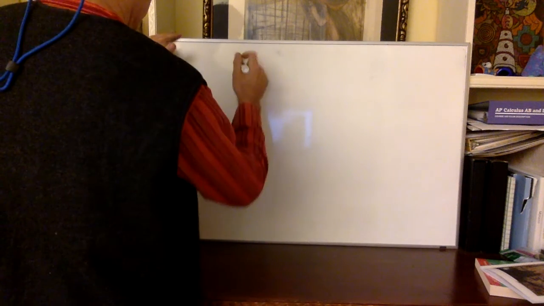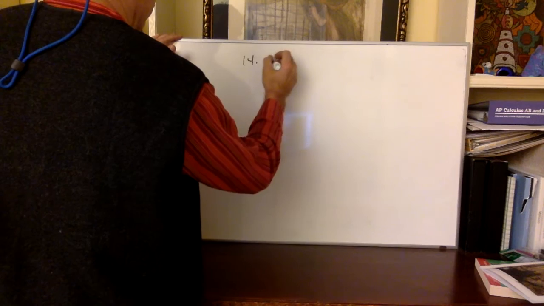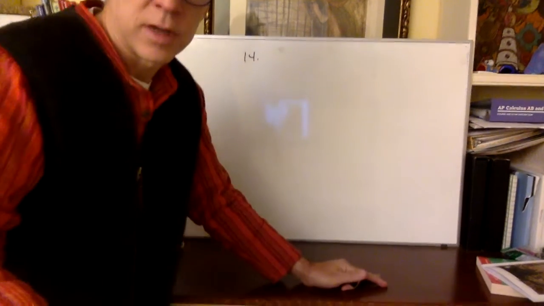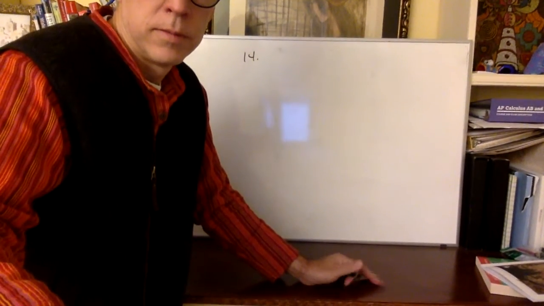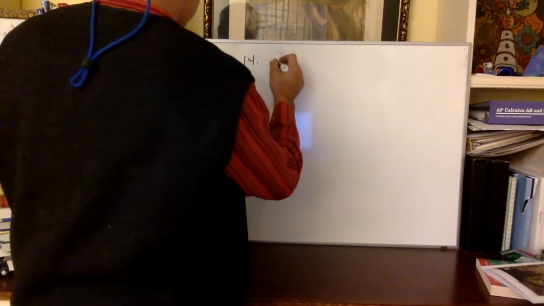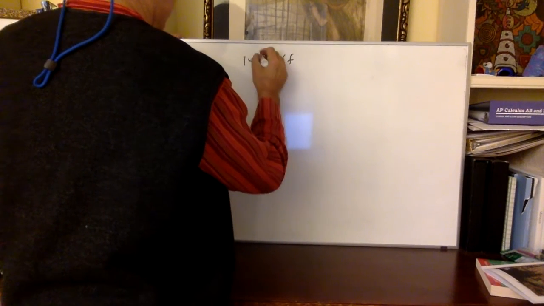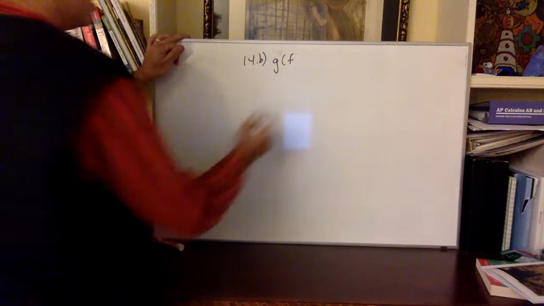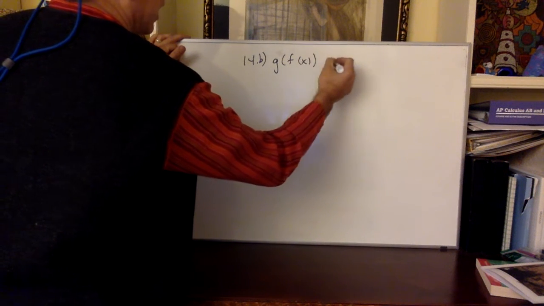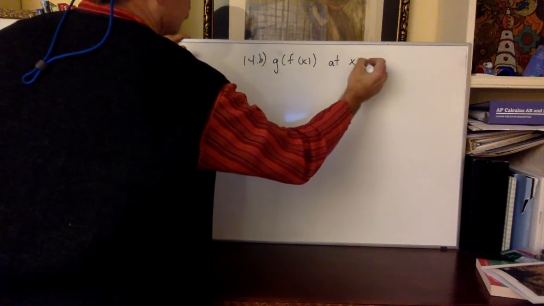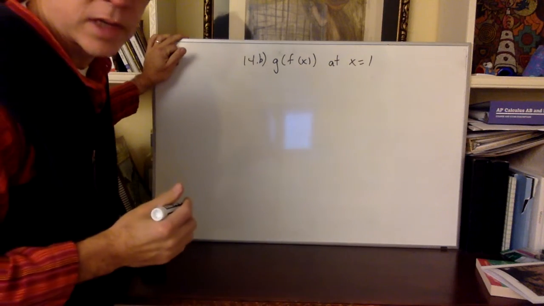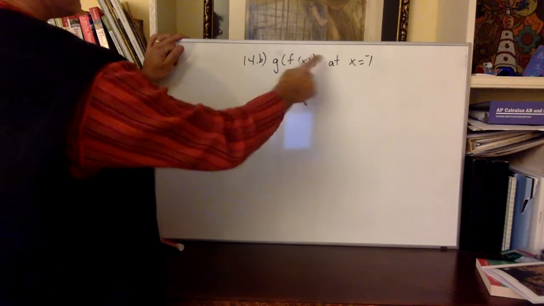So in 14b, they have... Oh my gosh, is it g of f of x or f of g of x? G of f of x. This is b, by the way. 14b. G of f of x at x equals 1. That's where they want the derivative taken. Oh, negative 1. Okay. So how do you take the derivative of this?